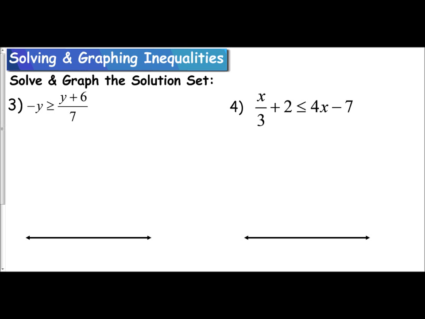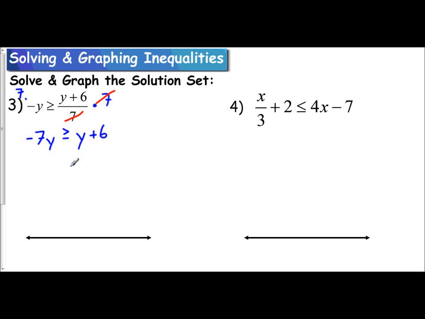We have y's on both sides of the inequality symbol, and we need to get them by themselves. But this y plus 6 is being divided by 7, so this y plus 6 still has something attached to it in a way. So what I'm going to do is multiply both sides of the inequality by 7. And what that's going to allow me to do is get rid of this denominator of 7. So 7 times negative y is negative 7y is greater than or equal to, and now I'm left with just the numerator, y plus 6.